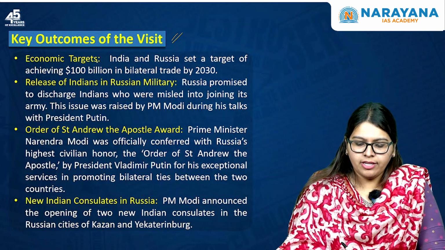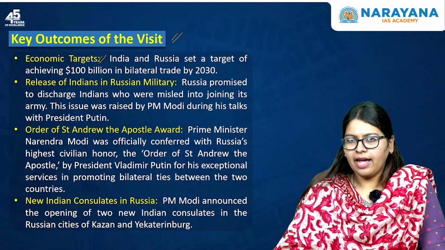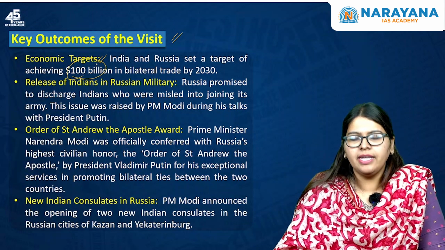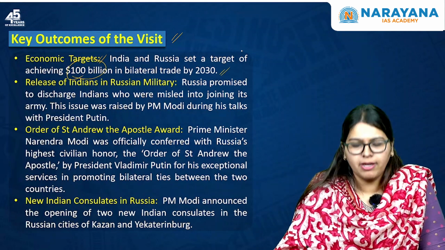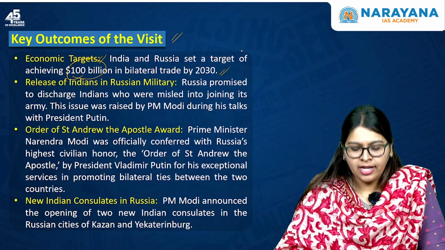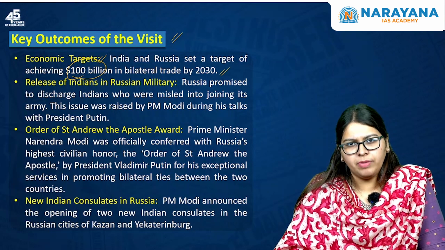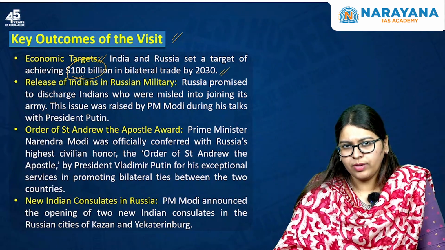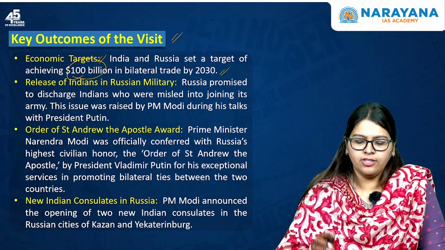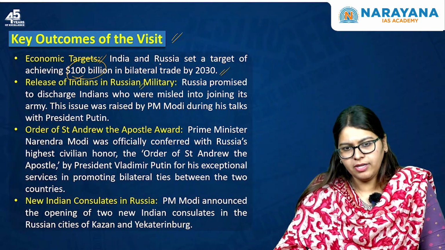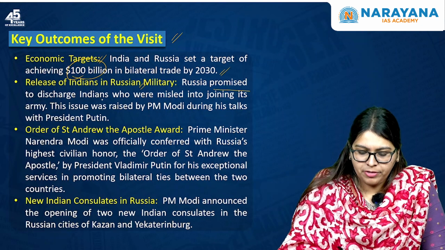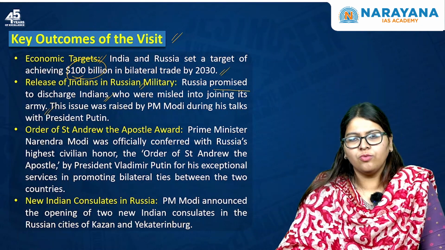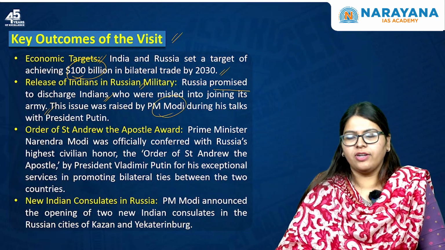The first one, there have been economic targets, where India and Russia set a target of achieving around $100 billion in bilateral trade by 2030. That is, trade should hit around $100 billion by 2030. Next one, Modi requested the Russian president to release the Indians in the Russian military. That is, Russia promised to discharge the Indians who were misled into joining the army, and this issue was raised by our Prime Minister during his talks.